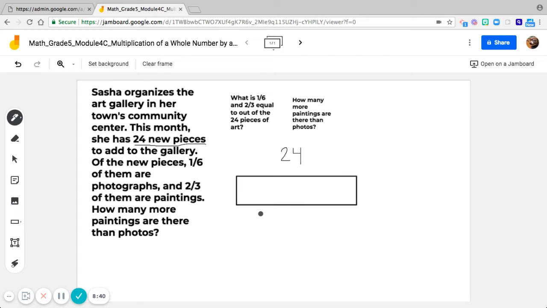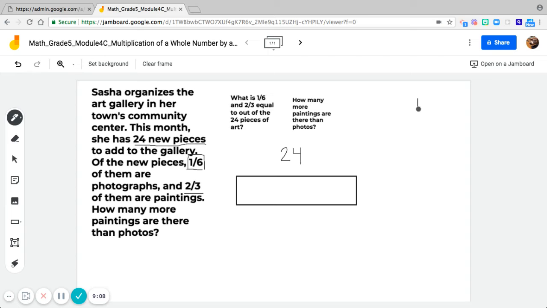Now what we need to figure out is how much is 1/6 of this whole and how much is 2/3 of this whole. And as soon as we find that out, then we'll be able to see how many pieces of the art are photographs and how many pieces of the art are actually paintings, okay? So let's look at this 1/6 first.